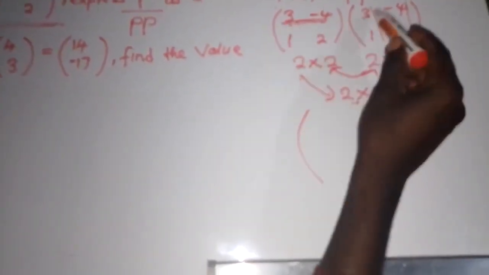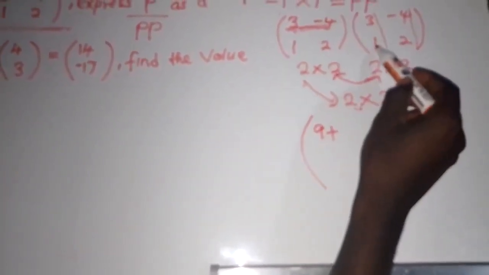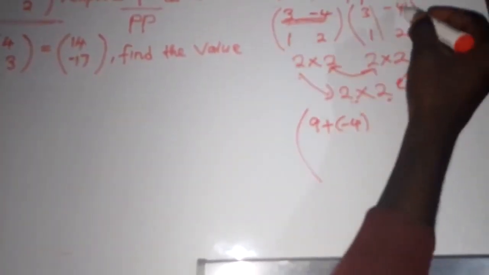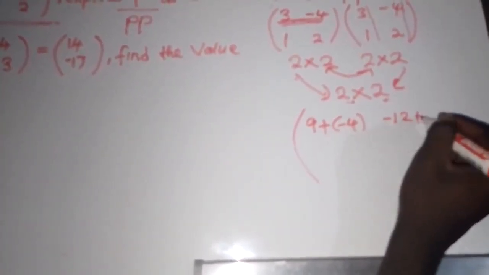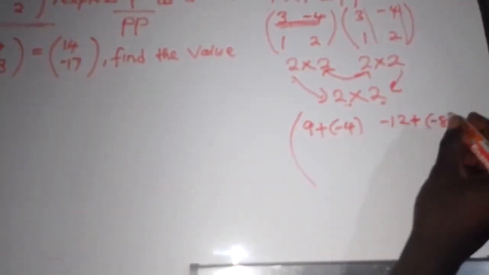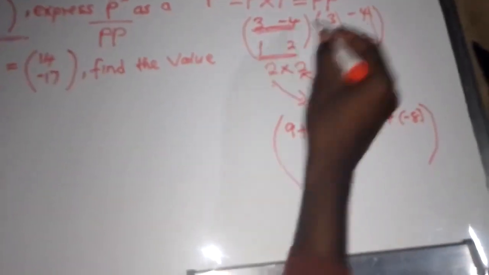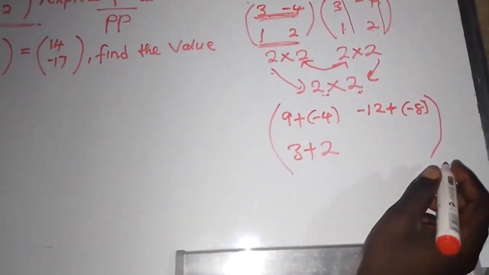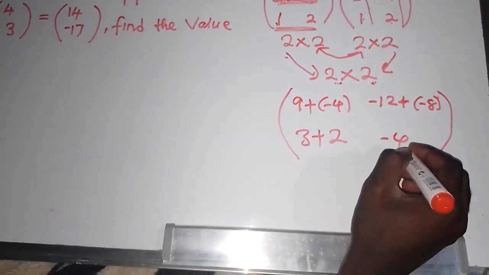So I say 3 times 3 is 9 plus -4 times 1 is -4. I do this. This same one there: 3 times -4, -12 plus -4 times 2, -8. I cross, I go down. This is 0. 1 times 3, it's 3. Plus 2 times 1, it's 2. This same one, 1 times -4, it's -4.